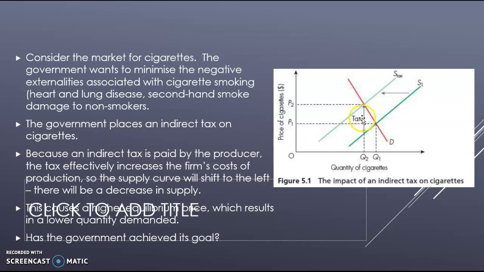On the positive side, the producer is paying that tax to government. So the government would get, if we calculate the amount of tax by looking at the equilibrium quantity, Q2 in this case, and multiplying it by the per unit value of the tax. So the government gets all of that tax income and it can use that to fund things like anti-smoking campaigns and so on. So it is effective to a degree.